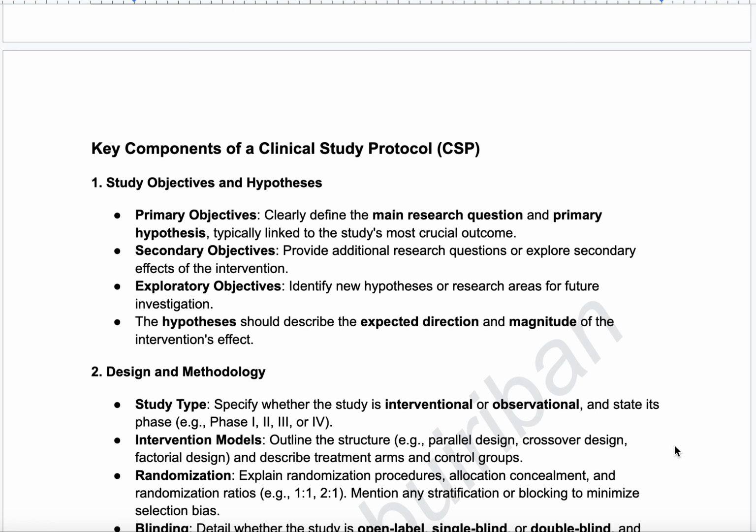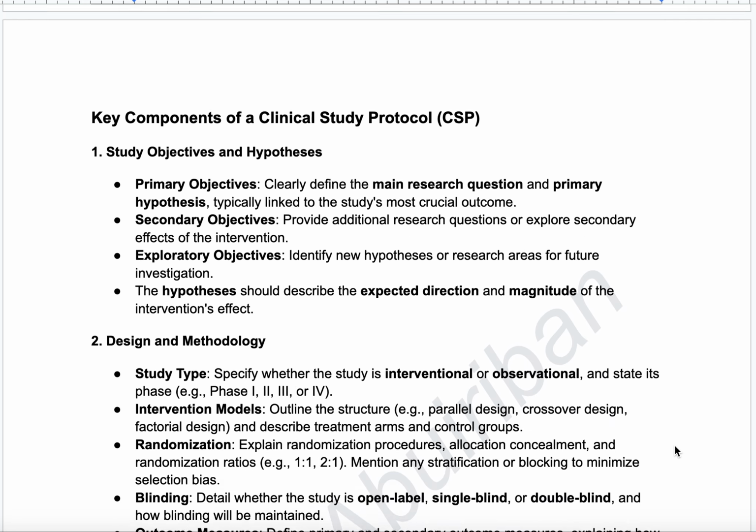Primary objectives clearly define the main research question, and the primary hypothesis is typically linked to the study's most crucial outcome. Secondary objectives provide additional research questions or explore secondary effects of the intervention. Exploratory objectives identify new hypotheses or research areas for future investigation. The hypothesis should describe the expected direction and the magnitude of the intervention's effect.